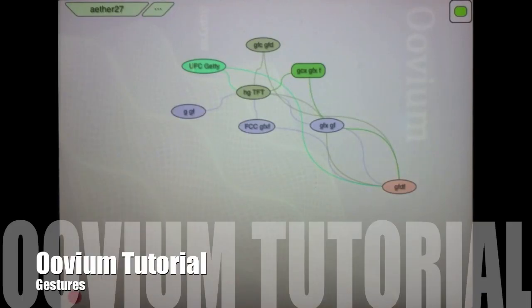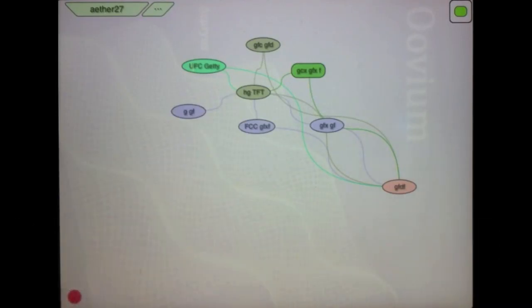In this tutorial, I would like to demonstrate Oovium gestures. One of the major goals of Oovium is to create a tool that was both visual and tactile.